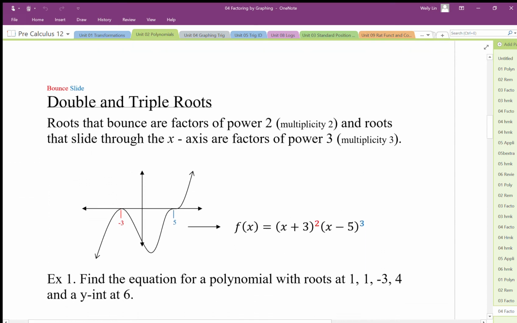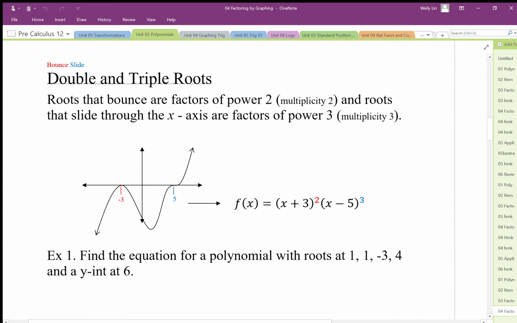Okay, so let's take a look at what the different types of factors look like. There's this issue of what we call multiplicity, or double, triple, even quadruple roots. And they relate to what we call bounce and slide. So visually, this is what they look like. Roots that bounce usually are powers of 2, or what we call a multiplicity of 2. And roots that slide, this is what we call a slide here.